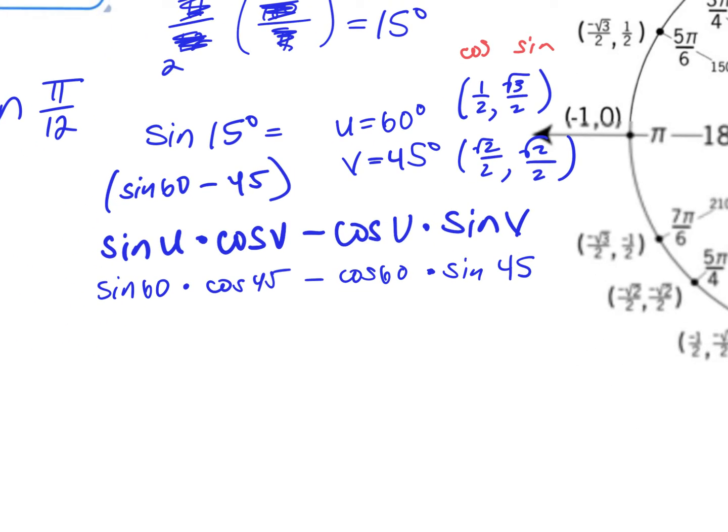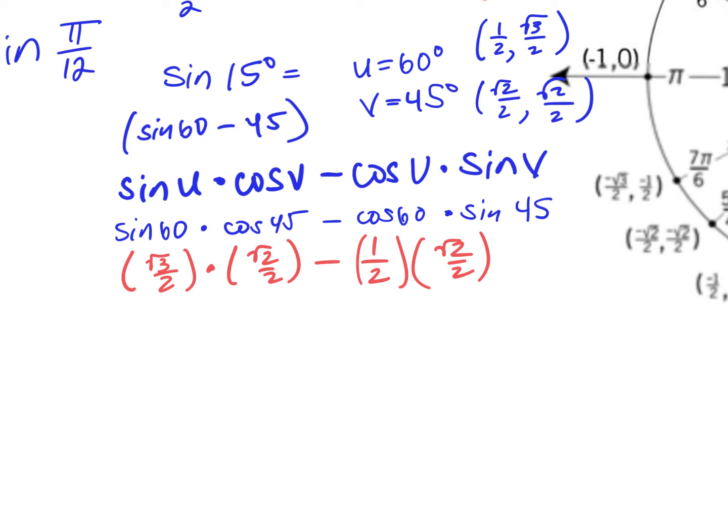All I have to do is just now, super easy, guys. Sine of 60, that means the y value of 60. What is that? Root 3 over 2 times cosine 45, which is root 2 over 2, minus, what's the cosine of 60? 1/2 times root 2 over 2.